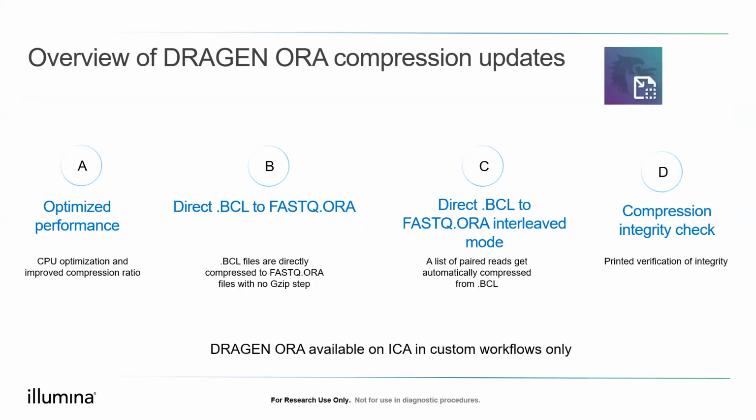Let's quickly go over all the updates that we are going to have on the ORA compression. This is the compression capability in DRAGEN to compress your FASTQ files. We have done optimizations for CPU time, speed, and ratio, so we'll talk about that. There is the capability to go directly from BCL to FASTQ ORA with no gzip steps. Also the capability to do BCL to FASTQ in an interleaved mode, so you can interleave a pair of read1, read2 files. And then we also have the capability to make sure that your compression is good, and you can output that and confirm it with an integrity check.